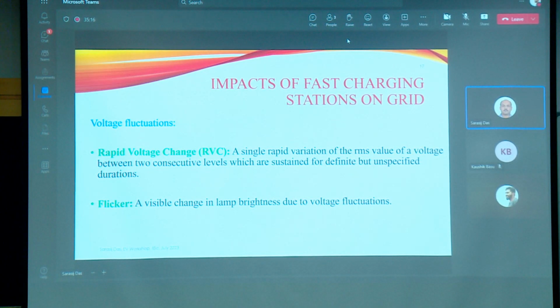Another indicator is flicker. Flicker is basically a visible change, so here comes the vision, what we see, its impact on our vision. It's a visible change in lamp brightness due to voltage fluctuations.